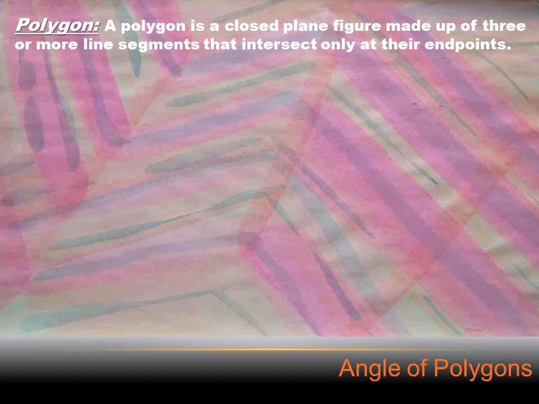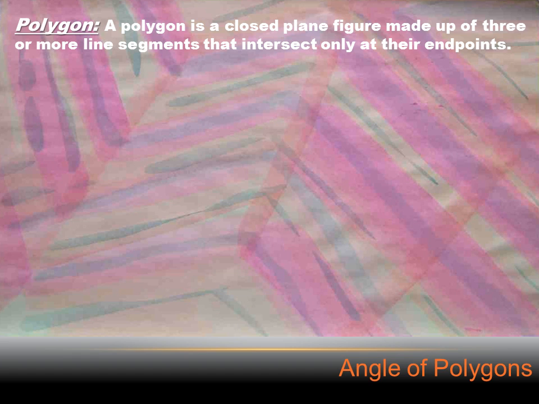Today we're going to talk about angles of polygons, and this is going to be a review for most of you. We all know that a polygon is a closed plane figure made up of three or more line segments that intersect only at their endpoints. Well, you know what a polygon is. It's a shape. It's a two-dimensional shape.